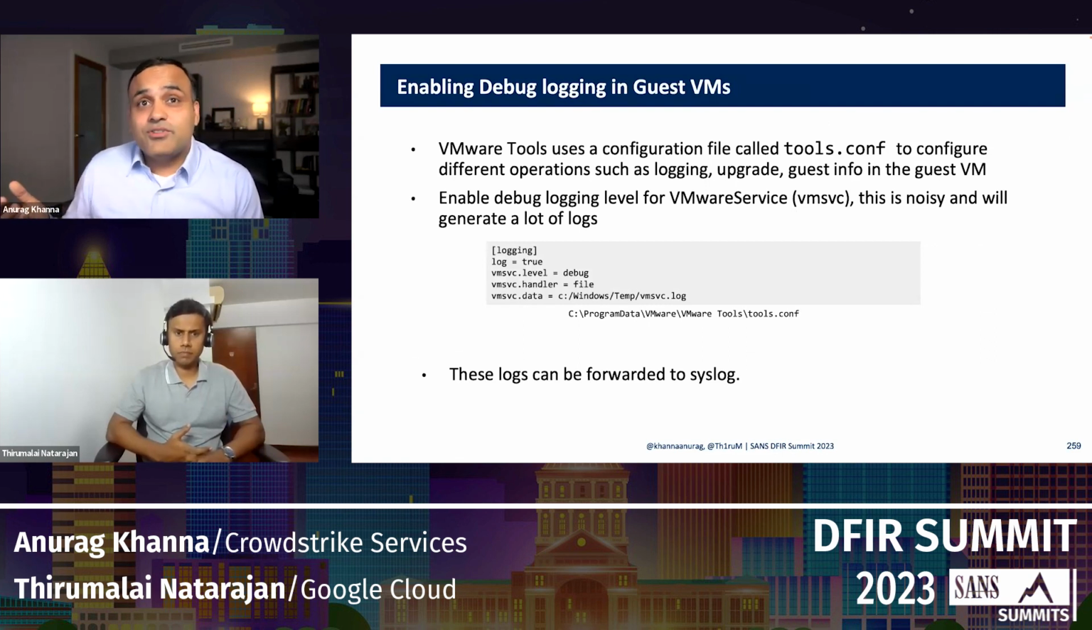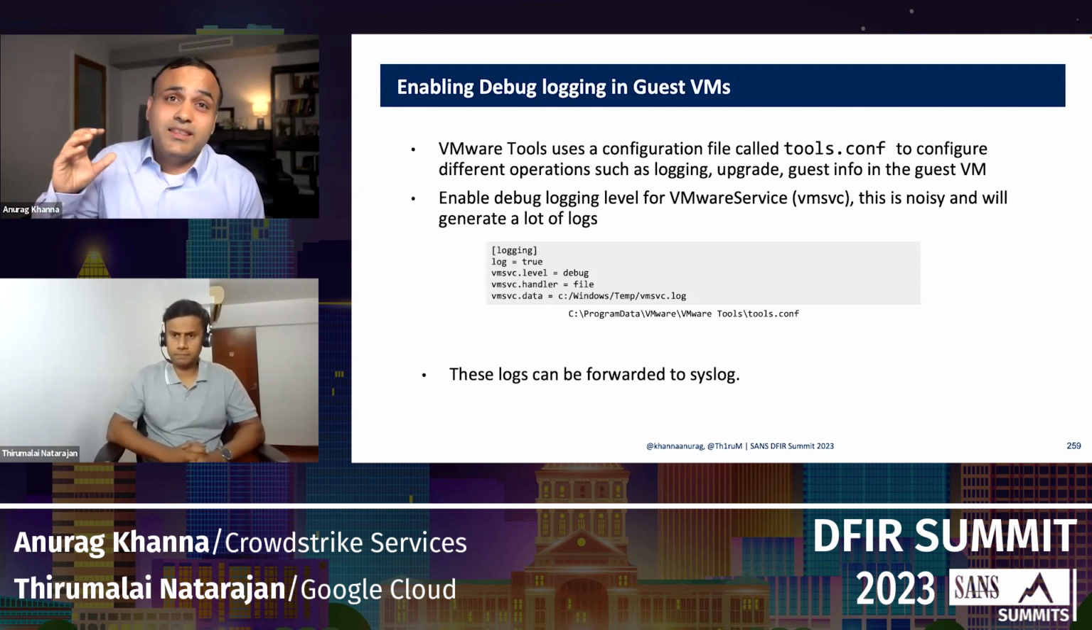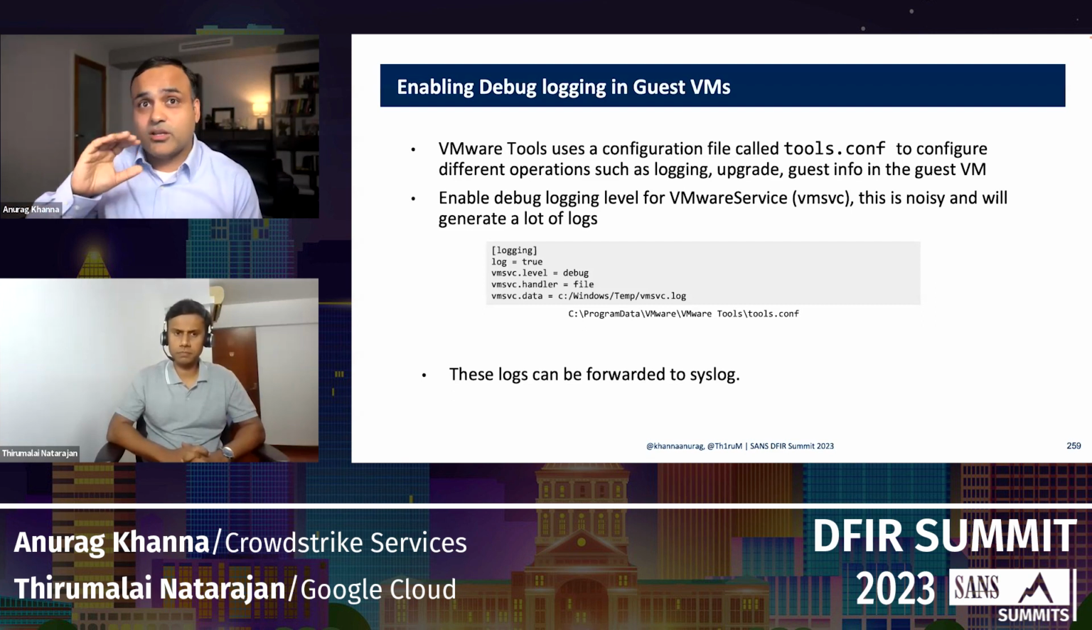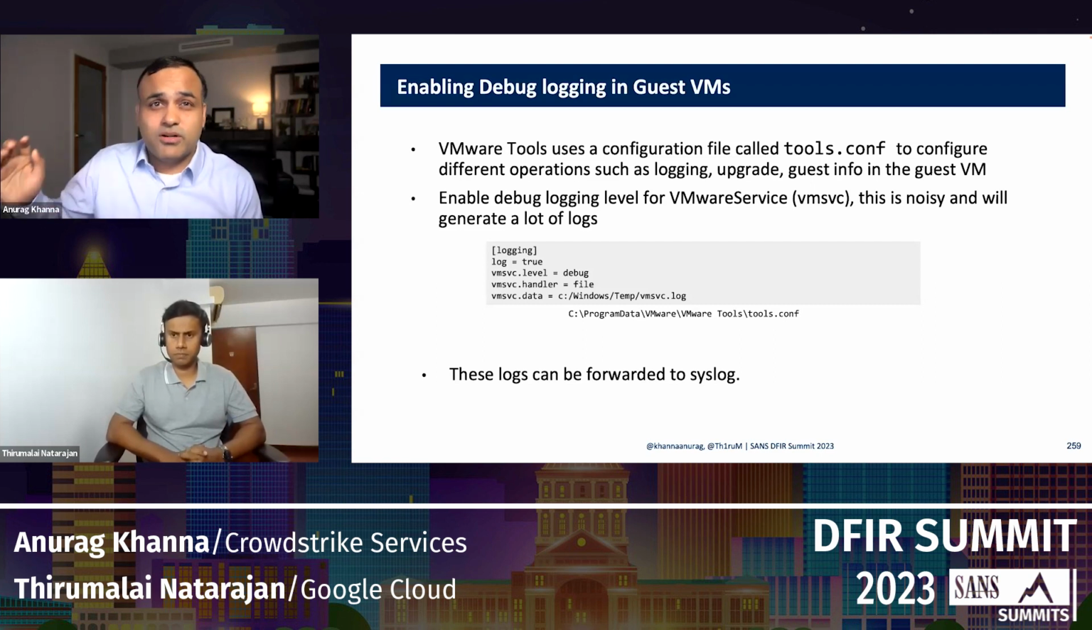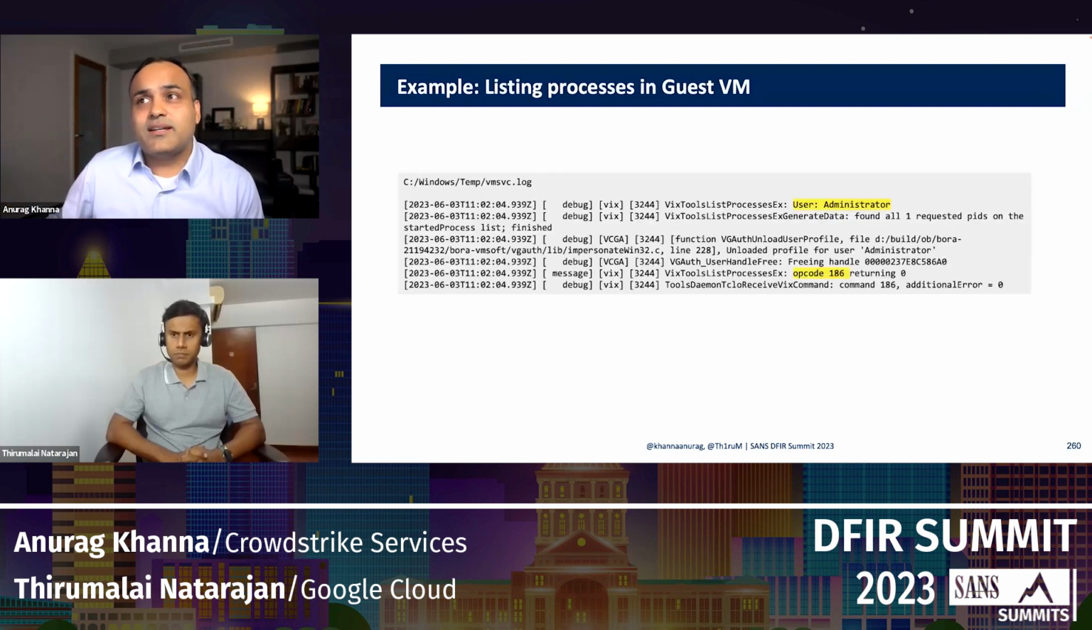There are other files which you can enable. Now, this is not enabled by default. This is debug logging, and this exists in the guest virtual machines. Now we are talking about guest VMs, not the ESXi host. If we enable the debug logging and provide a file in which we want the logs to be written in the tools.conf file in the guest VM, we can have these logs created, and you can forward this over syslog. Once that is done, you will see a log file like that.